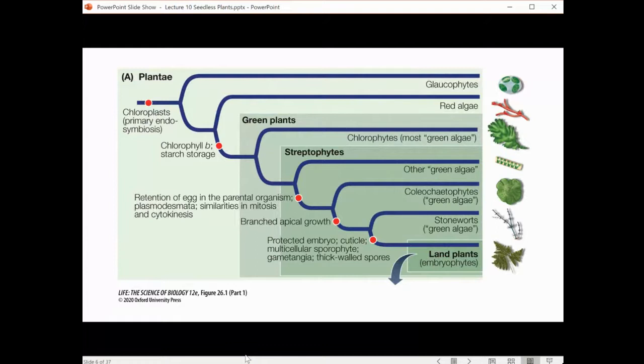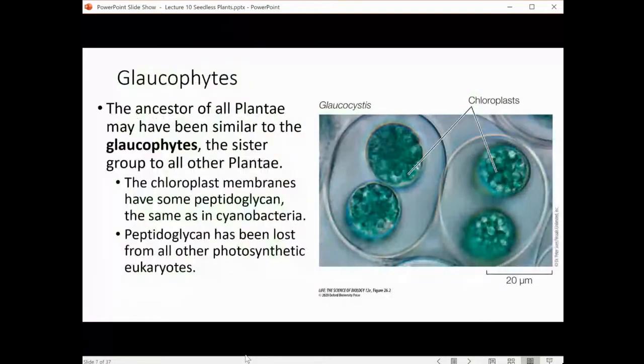So let's start sort of dividing up that branch, that plantae branch, right? So here's a little more developed phylogenetic tree, okay, just to give you a sense. And we're going to tackle some of these branches today, starting with the glaucophytes, okay? We think that these are the ancestor of all of plantae, right? Or not that they're the ancestor, but that they are sort of a root branch, okay? That's a more proper way of saying this. Sister group to all other plantae, okay?